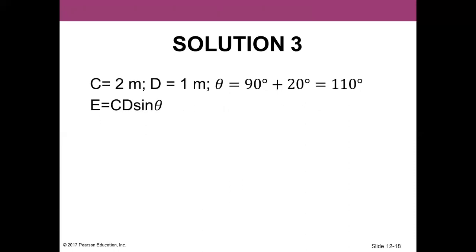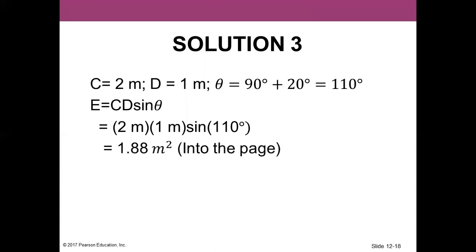Then let's consider the formula. Of course, C cross D is the same as CD sine theta. Then we substitute the known values. C is 2 meters, D is 1 meter. Then angle theta is 110 degrees, which is the angle between C and D. So then the answer is 1.88 meters squared. So if we use the right-hand rule, we realize that it is into the page.